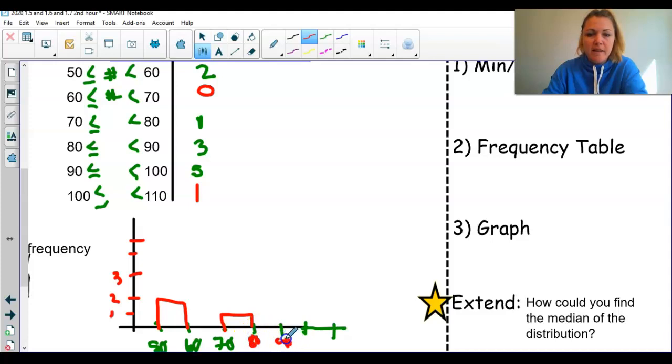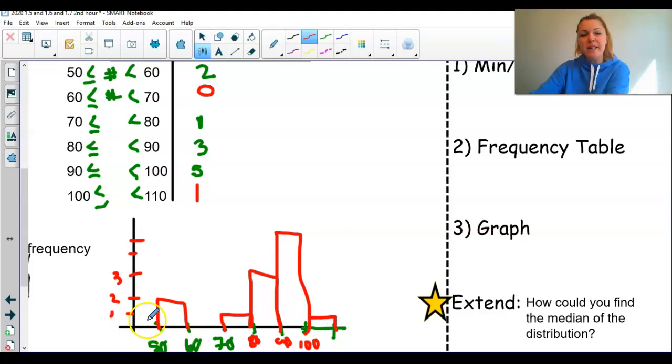90. So the important thing here that people can't wrap their head around sometimes is these bars do have to touch. Okay, so from 80, I go up to the 3, over, down. From 90 to 100, there were 5. Up to the 5, over and down, and then to the 1. Okay, there we go. There's our histogram for us.